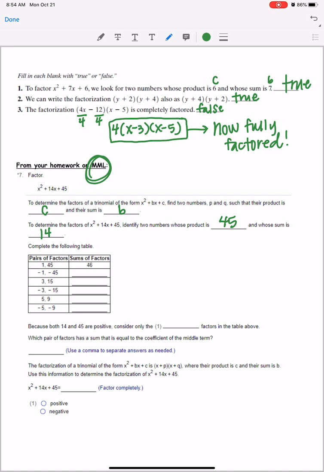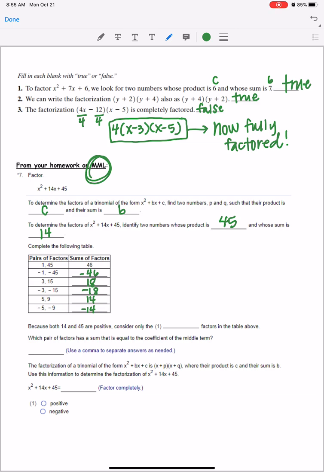Then it says to complete the table. We made a table with 45 and 14 and put our multiples here, and we never really added, we just did it in our head. Now they're putting all of the multiples on one side, and it's just wanting you to add the sum of the factors. They did the first one for you: 1 plus 45 was 46. So now start adding. Negative 1 times negative 45 is negative 46. 3 and 15, add them together, we get 18. Negative 3 and negative 15 is negative 18. 5 plus 9 is 14. And negative 5 plus negative 9 is negative 14.